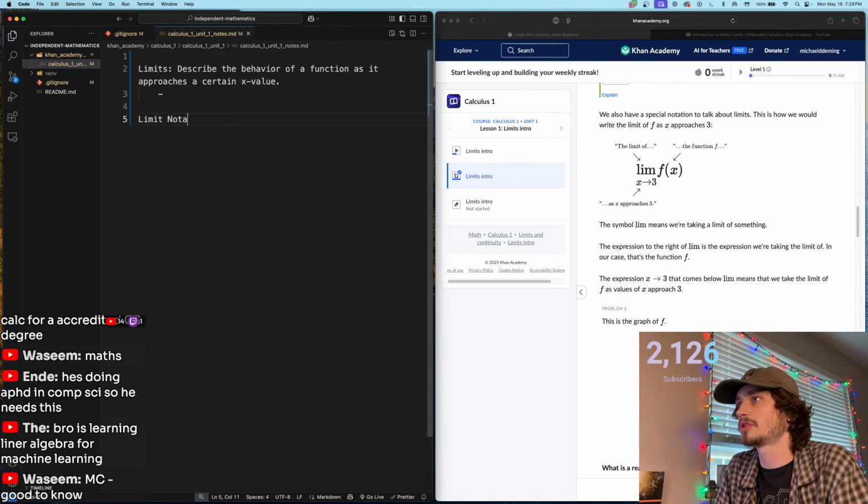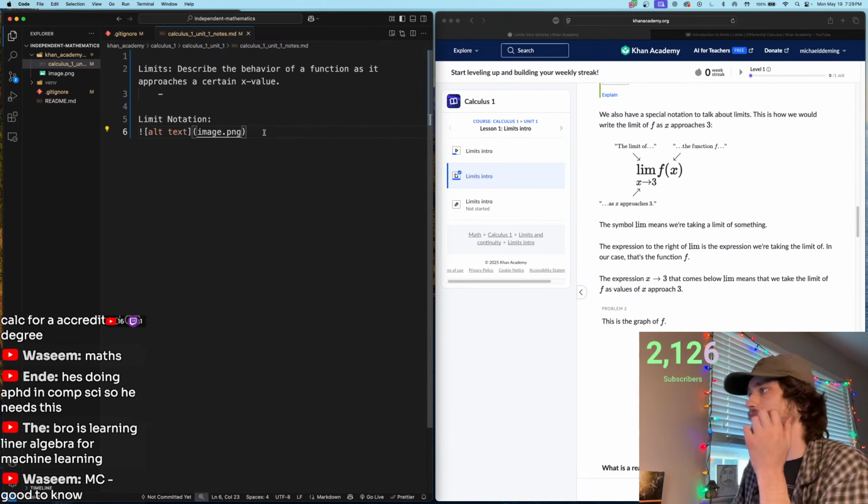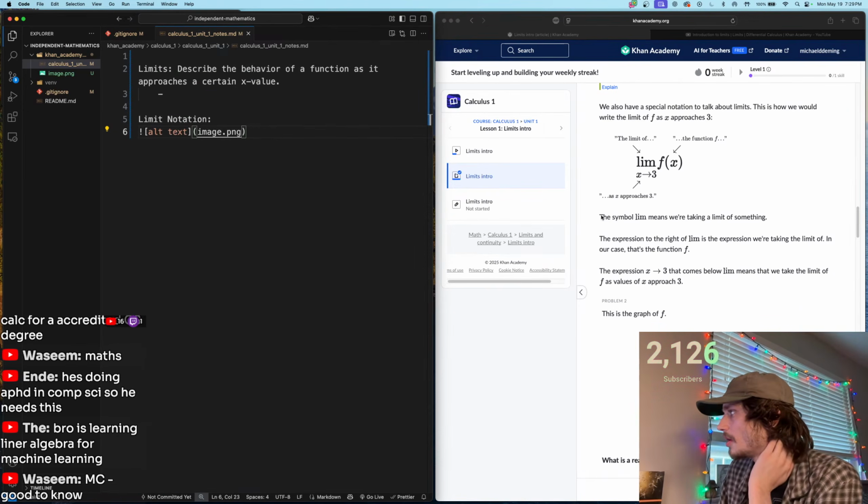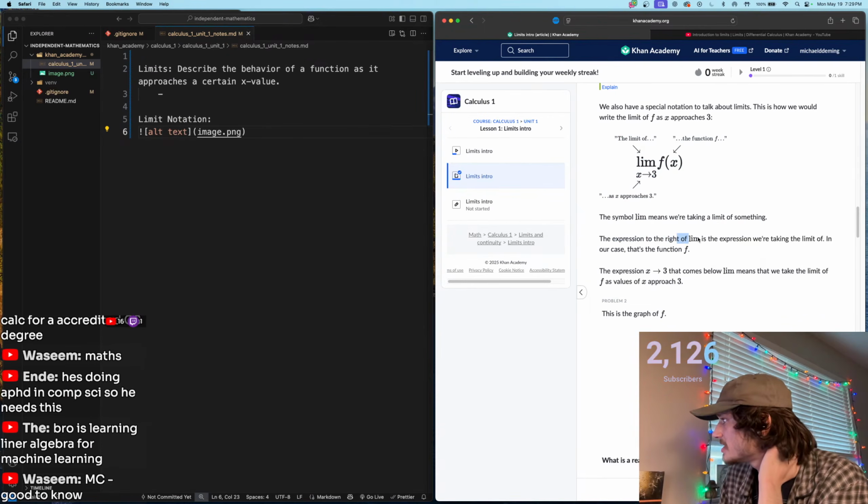Limit notation, like so. The symbol lim means we're taking a limit of something, right? The expression to the right of the limit is the expression we're taking the limit of. In this case, that's our function f. And the expression x arrow 3 that comes below the lim means that we take the limit of f as values of x approach 3.